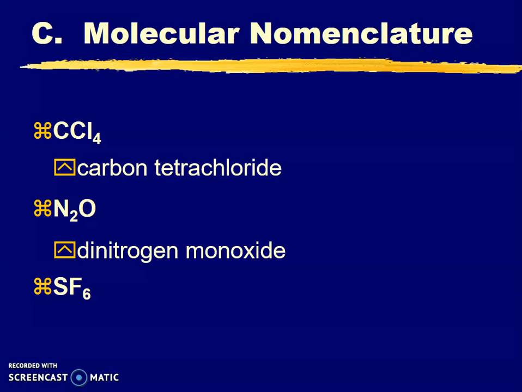Okay. S is for sulfur, F is for fluorine. We have 1 S, but that's the first element, so we're not going to use mono, so that's just going to be sulfur. And then there are 6 fluorines, so hexa, and then we're going to change the ending to IDE. Sulfur hexafluoride. Okay. Nice and easy, right? Just got to practice. And soon you'll be able to just look at a compound and go, oh, I know your name.